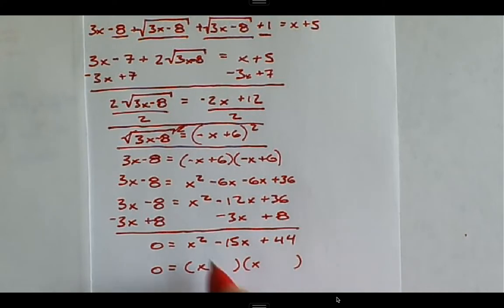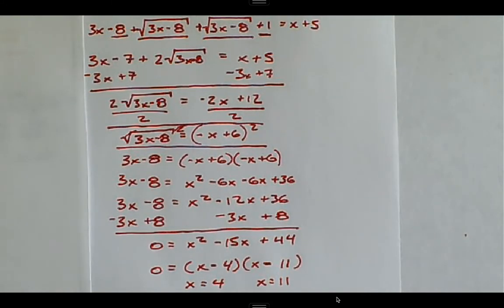x times x is x squared. And two numbers that multiply together to 44 are 11 and 4. But we need the middle term to be negative. So if we make them both negative, then negative 4 minus 11 is negative 15. So we have our possible solutions. And so we know that we're going to check to see if x is equal to 4 is a zero. And we're also going to check x is equal to 11. So we're going to substitute those back into the original equation and see if those work.